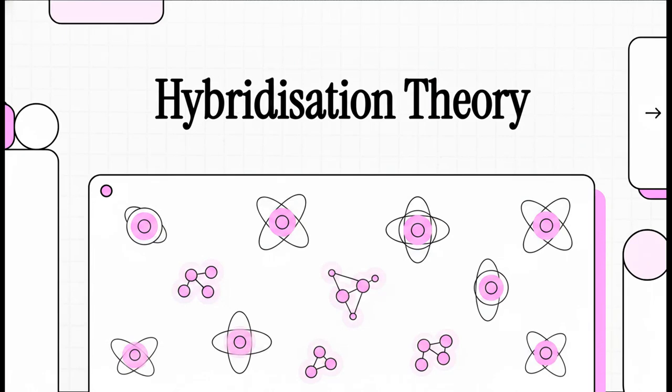All right, if you're studying chemistry, you know just how crucial predicting the 3D shape of a molecule is for your exams. Today, we're going to master the single most important tool for that, hybridization theory. Let's just dive right in.